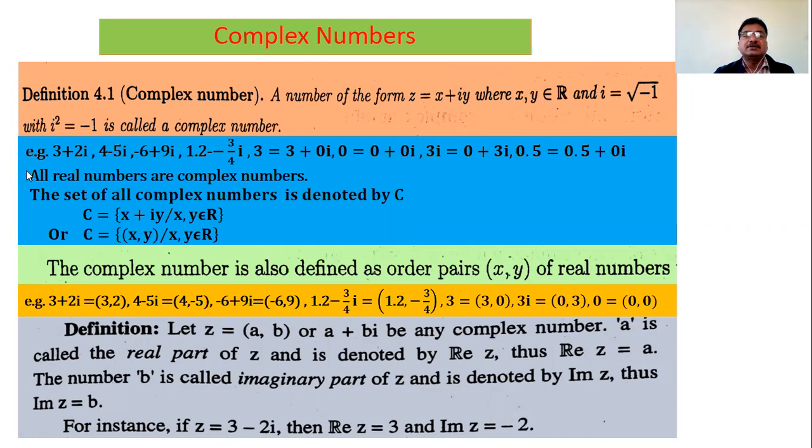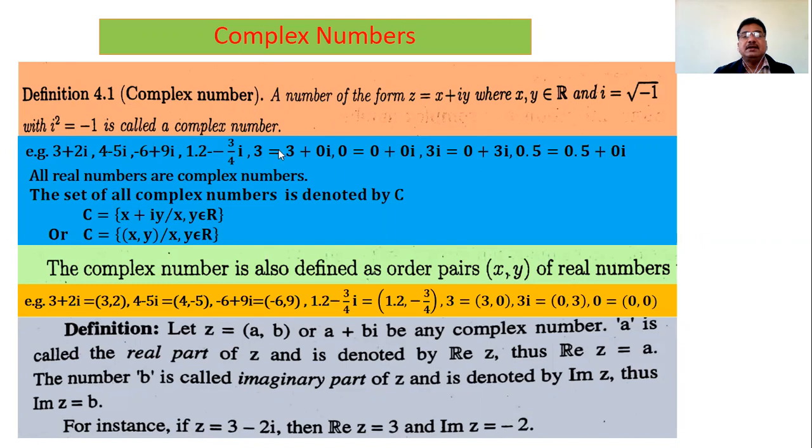What are x and y? X and y are real numbers. For example, 3 plus 2i, 4 minus 5i, minus 6 plus 9i. That is, these x and y can be both positive, negative, all combinations. Then 1.2 minus 3 by 4i, that is, this y is now a fractional number, and this x is in decimal point, 1.2. So this is also a complex number.